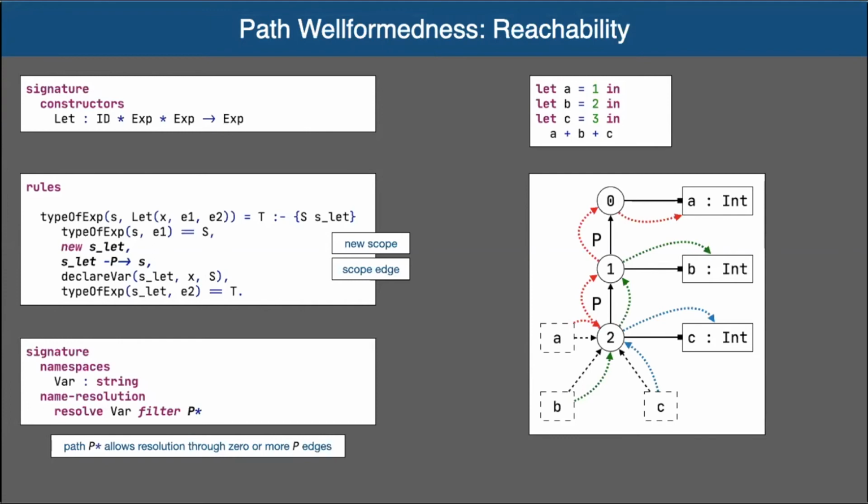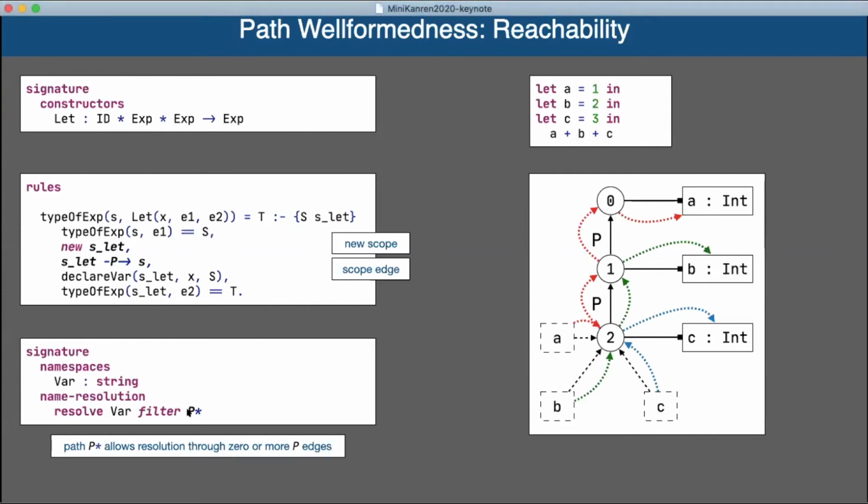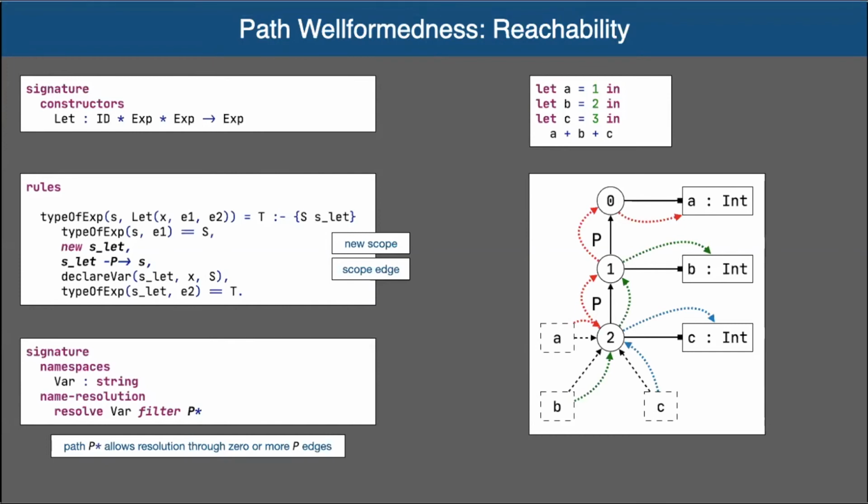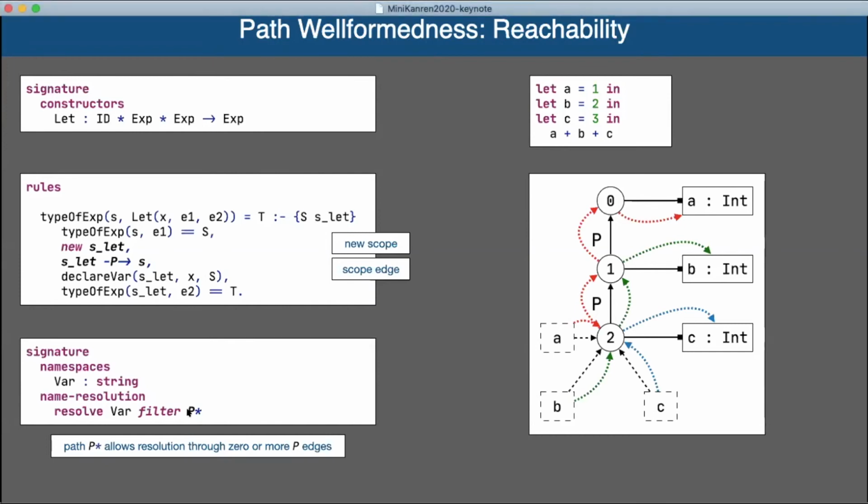And then we define a resolution policy that says we can now traverse a number of P edges in order to find a declaration for the var namespace. Right, and this means that from this reference C, we find this declaration. From this declaration of B, we follow this path to find this declaration, etc.